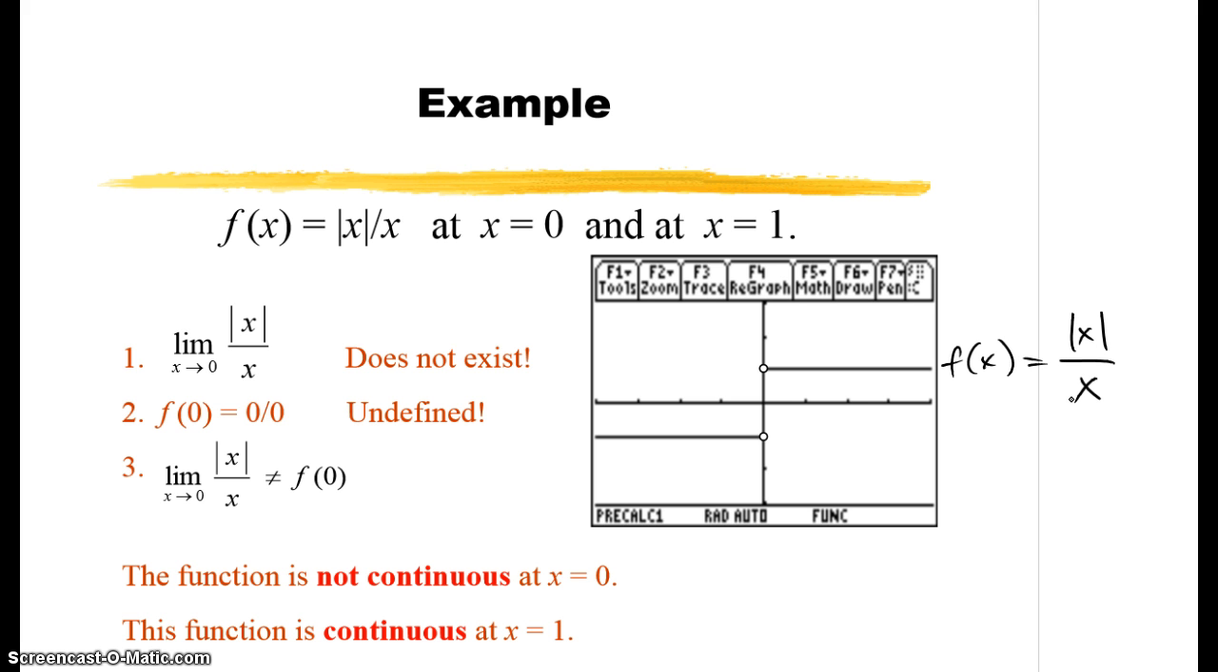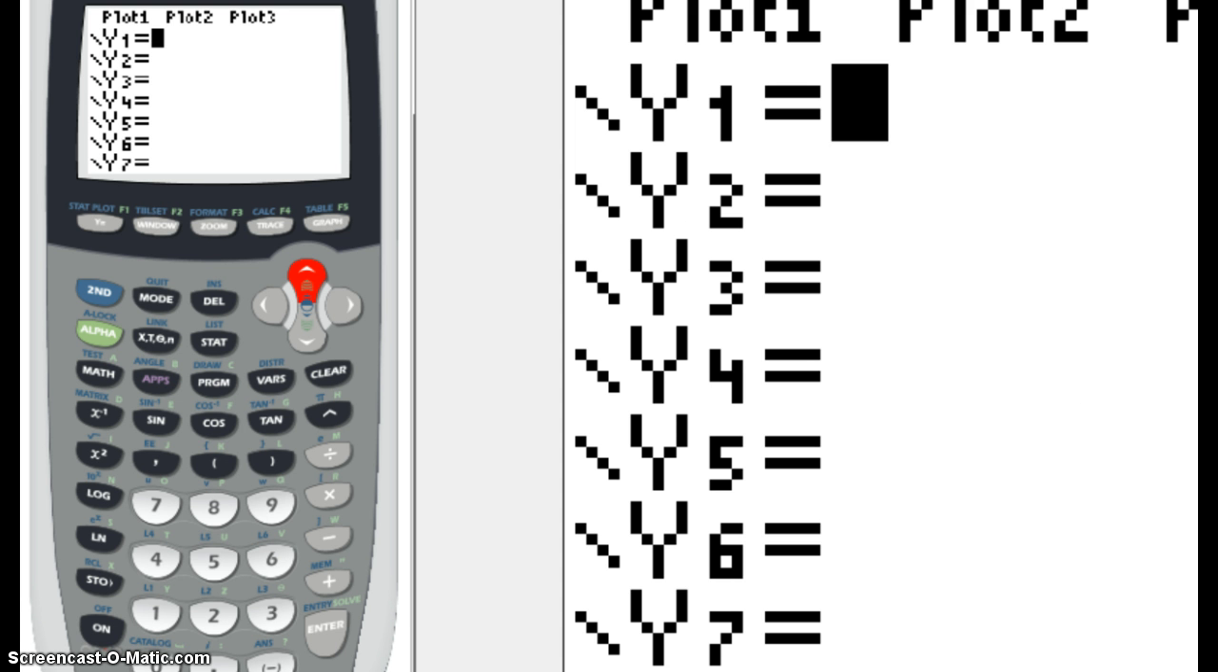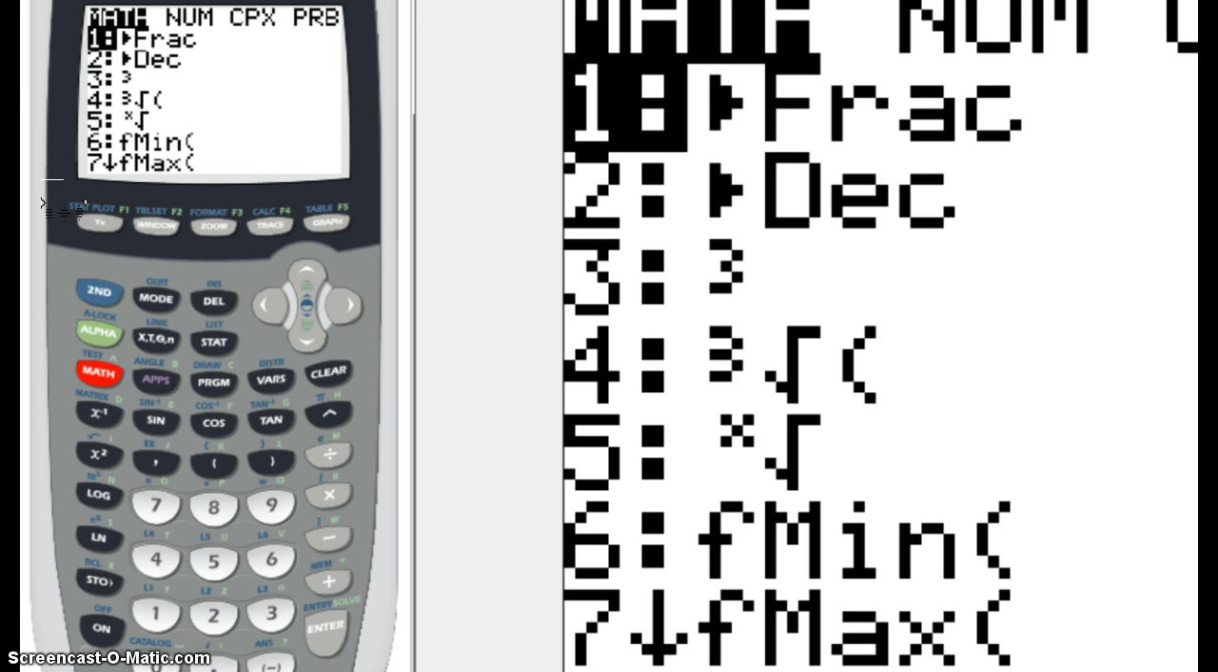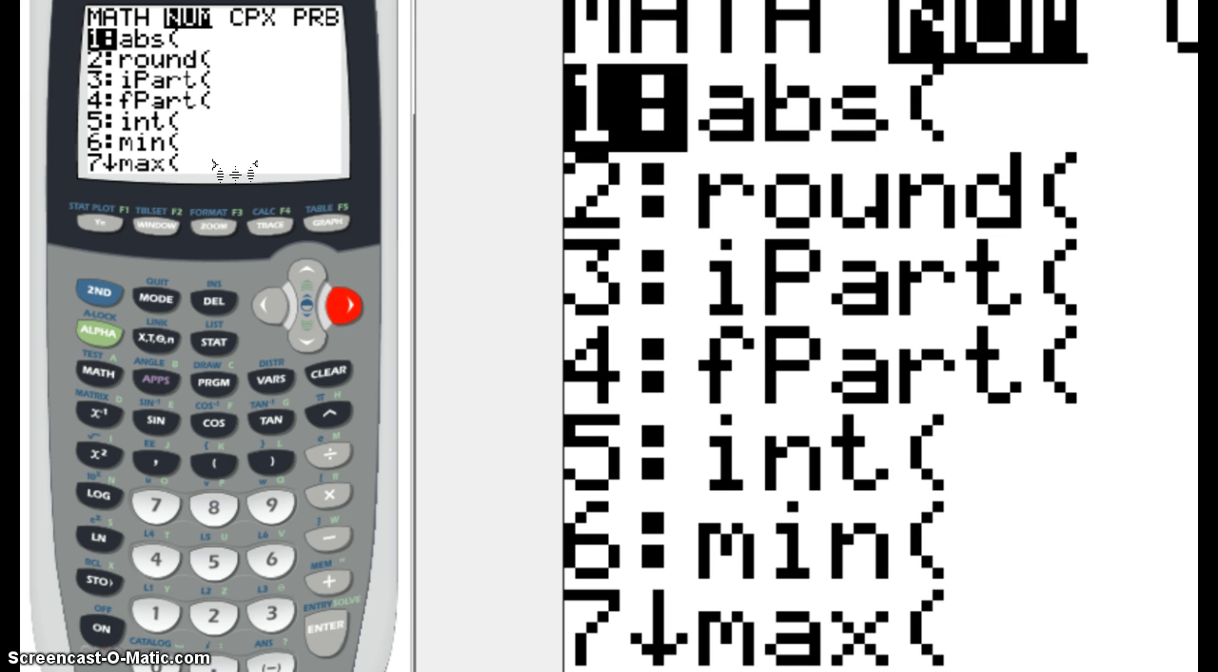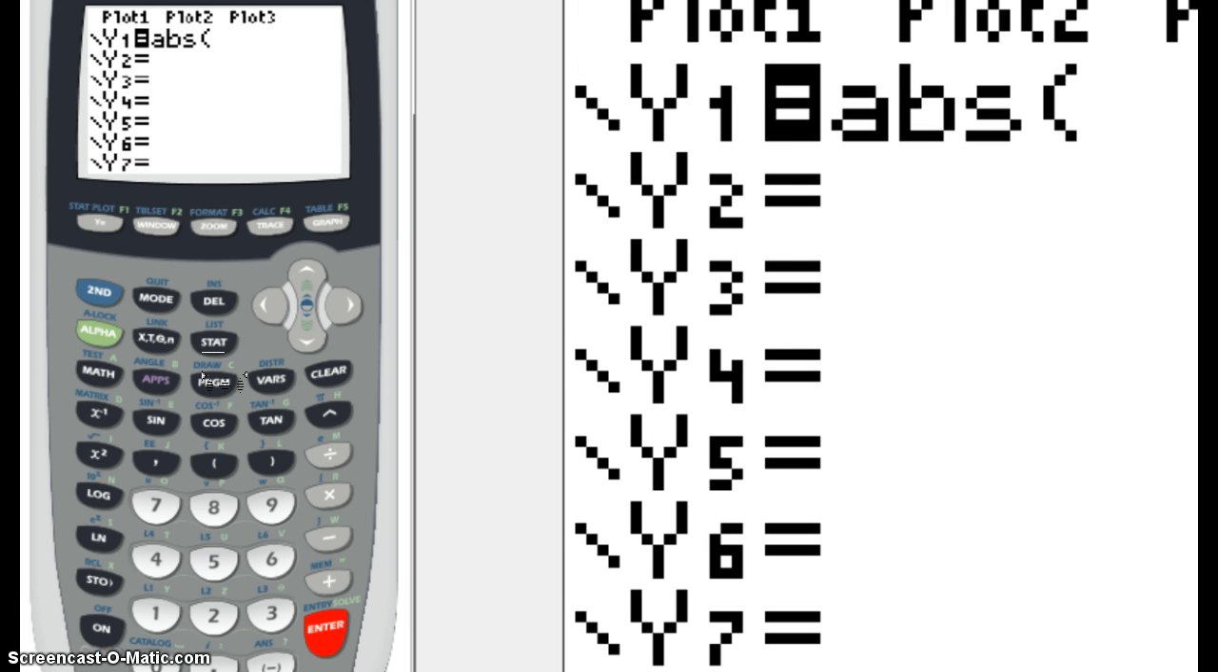Let me show you how to get this on your graphing calculator, by the way. You go into the y equals editor, and then to do absolute value of x, select Math, scroll over one tab to NUM, which stands for numbers. The first option says ABS, or abs. That means absolute value. Hit enter, then hit X, and close the parentheses. That means the absolute value of x.